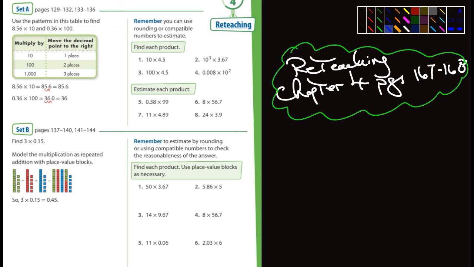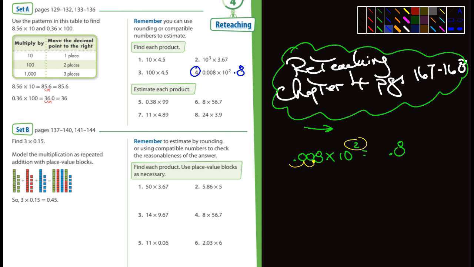So I'm looking at number 4, for example. What do we have here? We have 0.008 times 10 squared. Well, 10 squared is the same thing as 100. And so the number's getting larger, so we're moving the decimal to the right. How many places? What's the size of the exponent? 2, so we're going to move the decimal 2 places. 1, 2, so it's going to be right before the 8. So the answer would be 0.8, and you would just write that right there, 0.8.